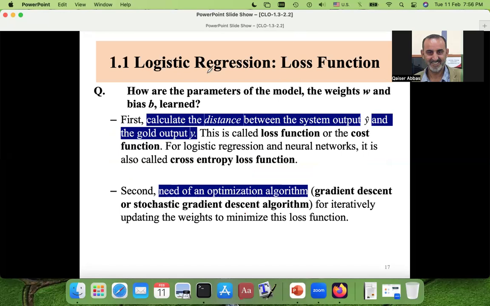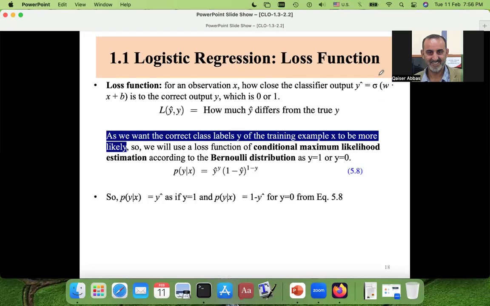I want to continue, but you will say only 4 minutes are left. But you came late, okay? This loss function will take at least 30-40 minutes. The understanding of logistic regression is still not complete yet.